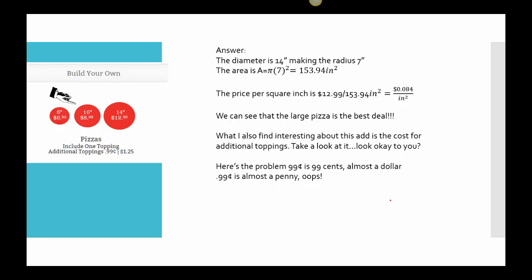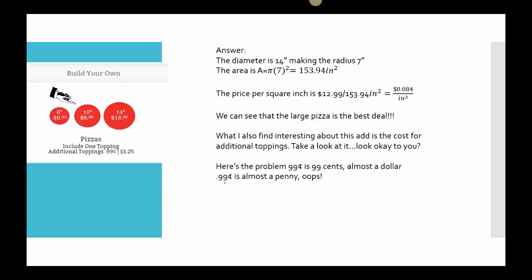What I also found interesting about this ad is the cost for additional toppings. I just want you to take a look at it. Do you see it right here? Additional toppings, 0.99 cents and then 1.25. Honestly, I don't know. I'm guessing it's more for the large or something. But here's what I want you to think about. 99 cents, look how I wrote it. 99 cents is 99 cents. It's almost $1. Cool with that.